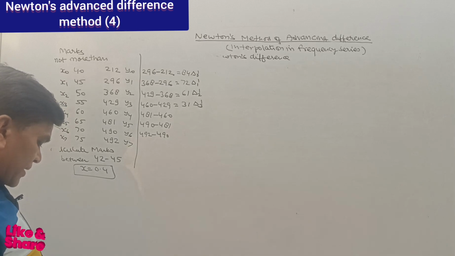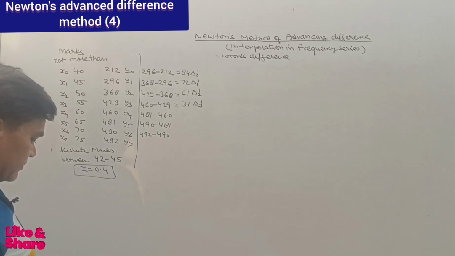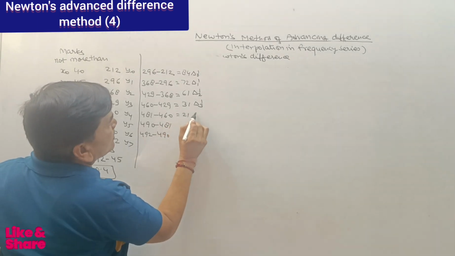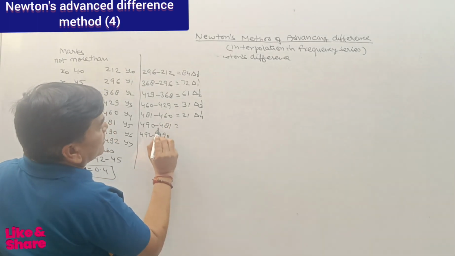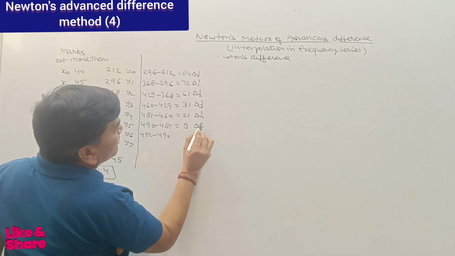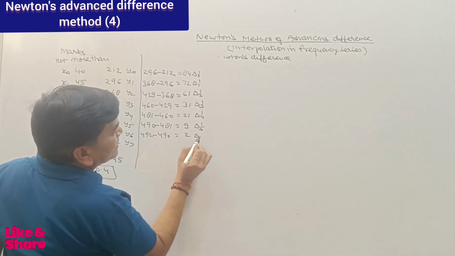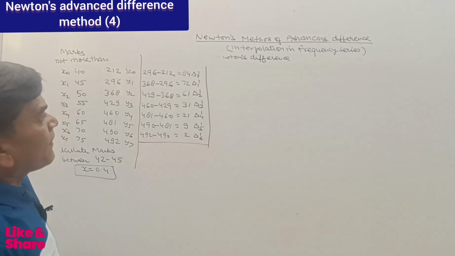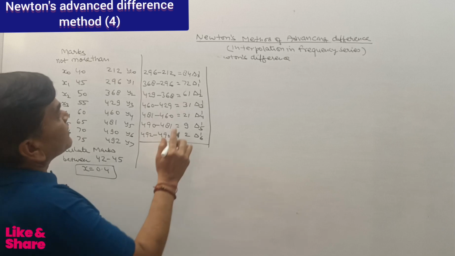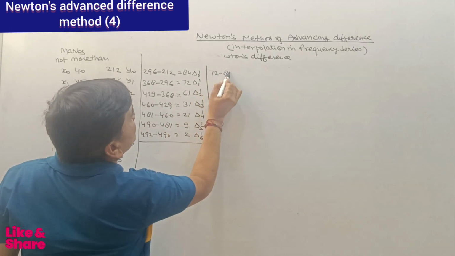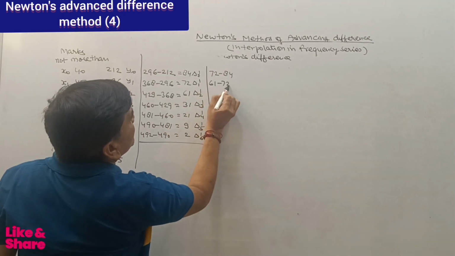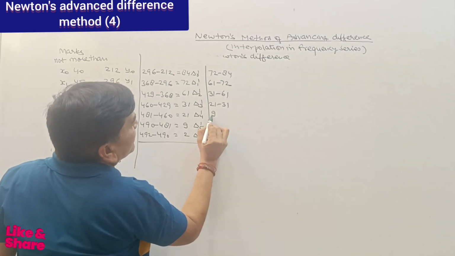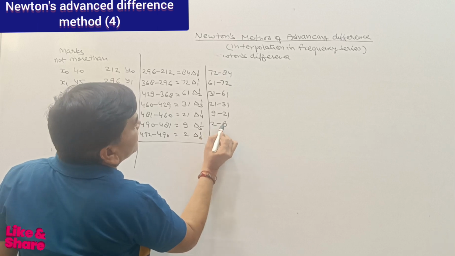481 minus 460 is 21, delta 41. 490 minus 481 is 9, delta 51, and 2 is delta 61. The first difference is over. Now the second differences: 72 minus 84, 61 minus 72, 31 minus 61, 21 minus 31, 9 minus 21, and 2 minus 9.